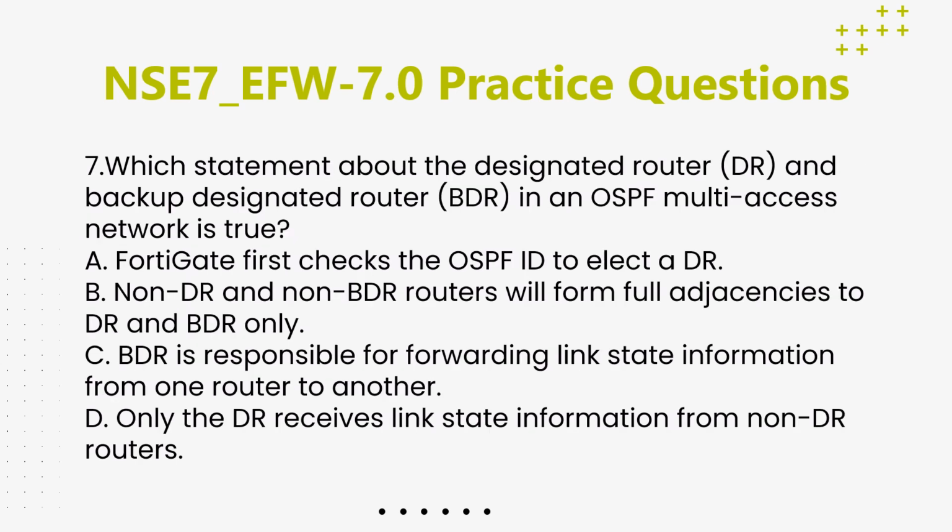7. Which statement about the designated router, DR, and backup designated router, BDR, in an OSPF multi-access network is true? A. FortiGate first checks the OSPF ID to elect a DR. B. Non-DR and non-BDR routers will form full adjacencies to DR and BDR only. C. BDR is responsible for forwarding link state information from one router to another. D. Only the DR receives link state information from non-DR routers.